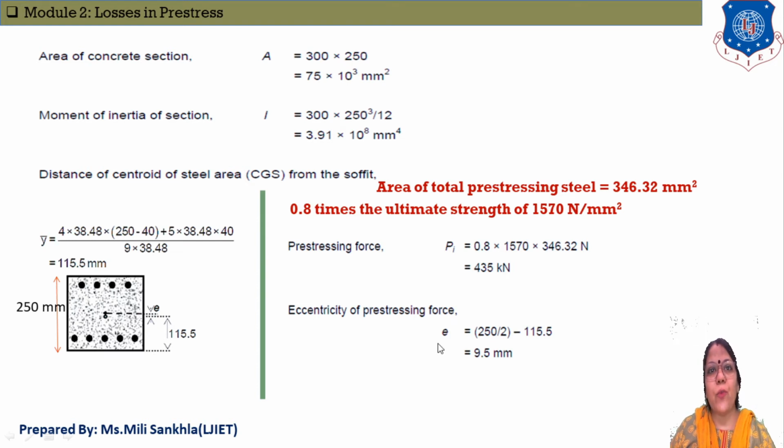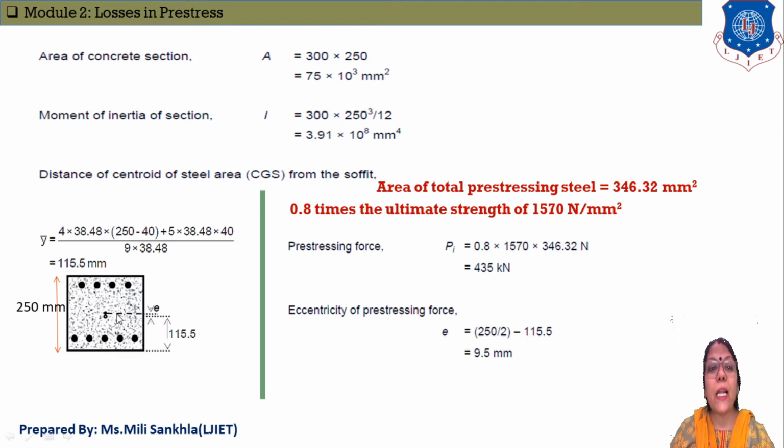Now e is equal to 250 by 2, because the neutral axis is passing through this center point. We take half of the depth of this section, 250 by 2, because this is a rectangular section and the neutral axis passes through the center of this depth. Y bar we find out to be 155.5. Now the final e is equal to 9.5 mm. Our first target is achieved, that is our eccentricity of 9.5.